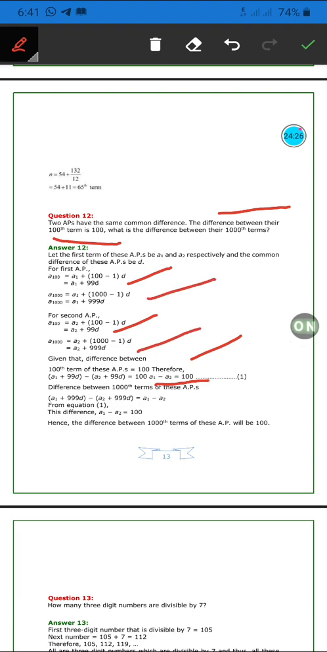So what is A1 minus A2? We already know that A1 minus A2 is equal to 100. So it means the difference of the 100th terms is 100, and the difference of the 1000th terms is also 100. What is the difference between the 10,000th terms of this AP? That is also 100. OK.